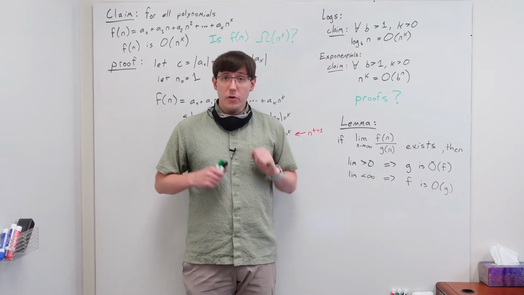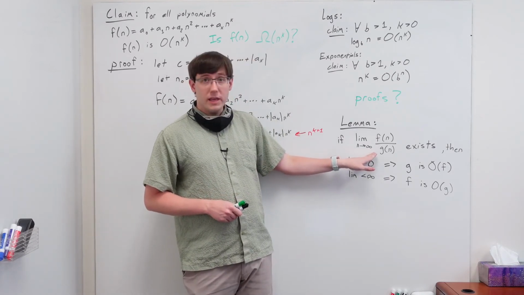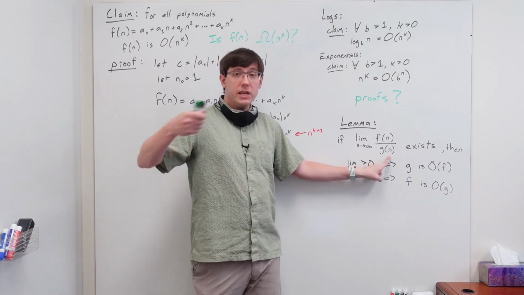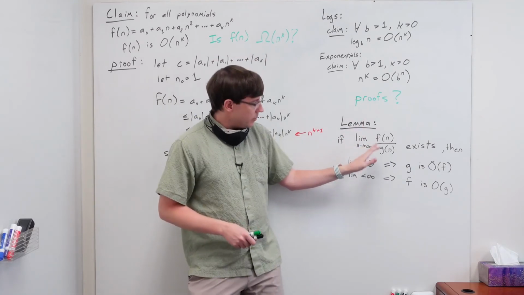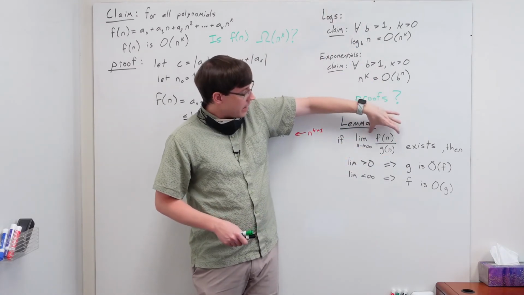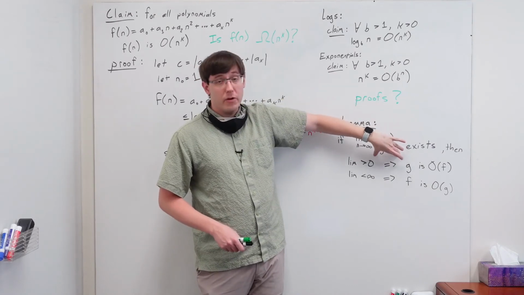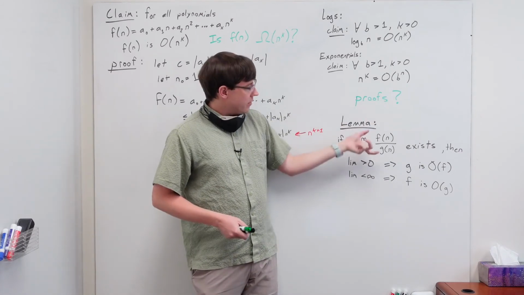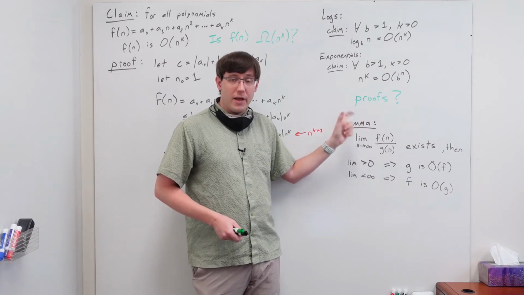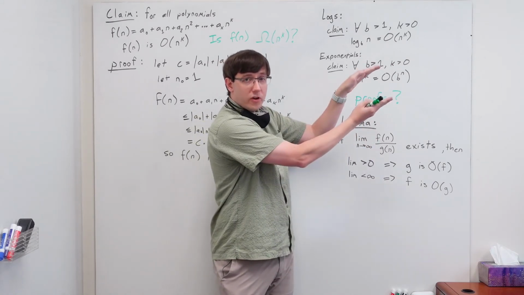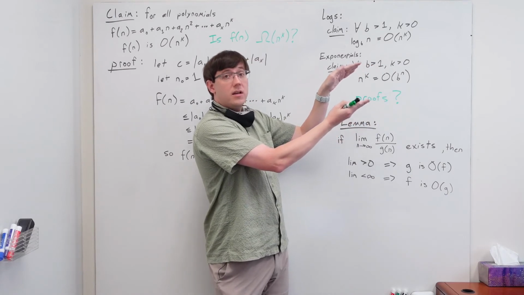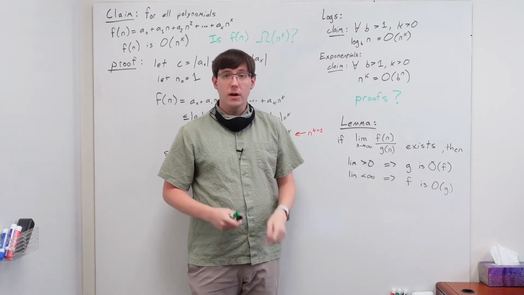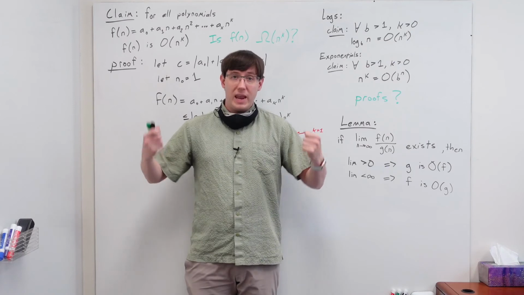of g. Another way to think about this is that if the limit goes to zero, then that means g is growing faster, and so g gives us an upper bound on f. If the limit goes to infinity, then f is growing faster, so f gives us an upper bound on g. And if the limit goes to some non-zero constant, then we have a constant ratio between f and g. And so, because the ratio between them is constant, we could pick a value of c in the big O definition to make either of them upper bound the other. And so that means that they're actually the same big theta.